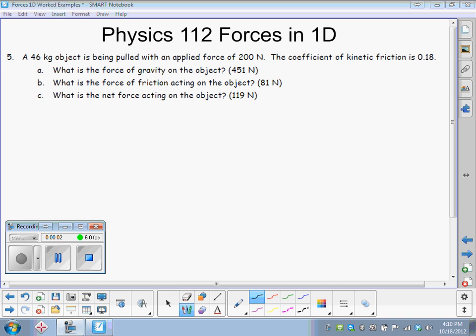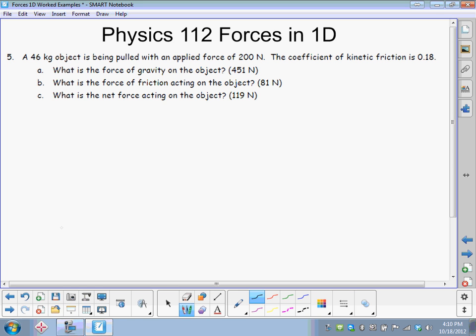And this is the fifth question that we're doing in our 5 types of questions that we'll be working with in the one-dimensional forces unit here at James M. Hill in Physics 11-2. The question reads, a 46 kilogram object is being pulled with an applied force of 200 newtons. Coefficient of kinetic friction is 0.18.